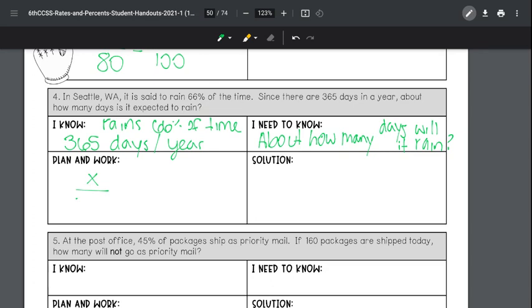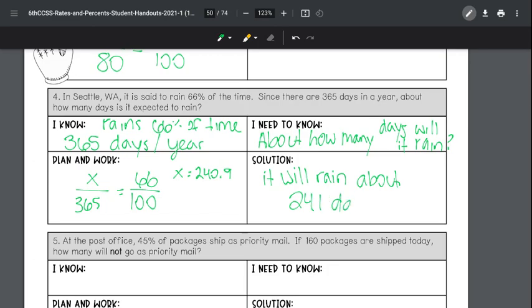X over all the days in the year. And it says it's going to rain about 66% of the time. Percent always goes over 100. So 365 times 66 equals 24,090. We divide that by 100, and we get X equals 240.9. So if we round that, it will rain about 241 days.